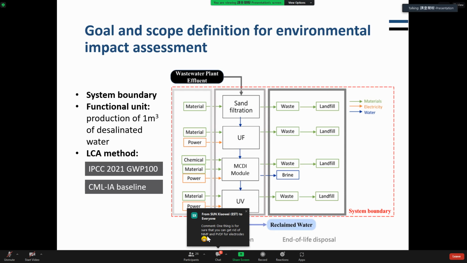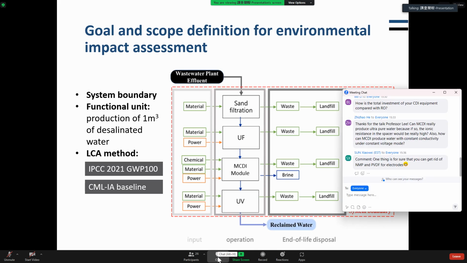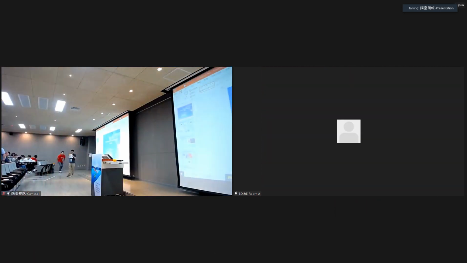Okay, thank you for your nice presentation. Please give a big hand for a nice presentation. We are moving on to the next speaker from South Korea. He's from Seon Tech.